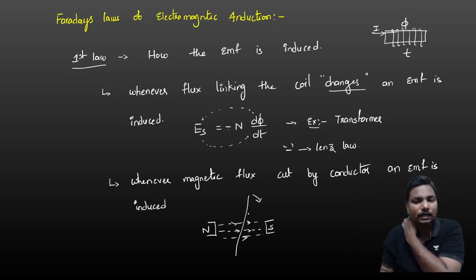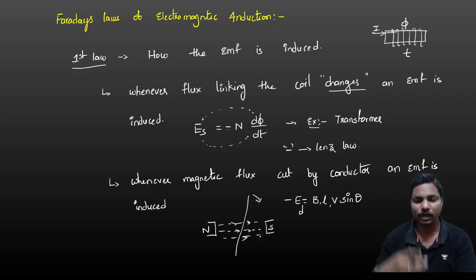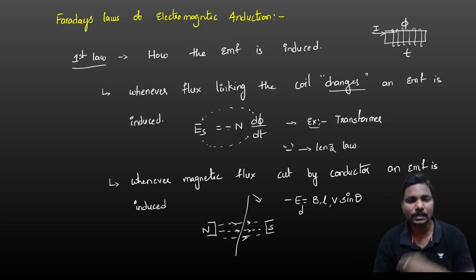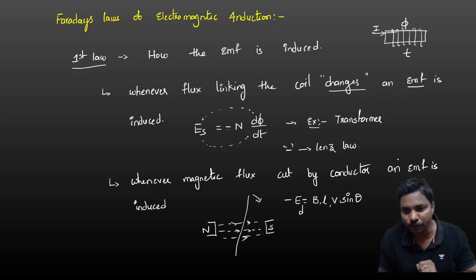Whenever this magnetic flux is cut by this conductor and EMF is induced, that EMF depends upon B, the magnetic flux density, L, the length of the conductor, and V, the relative velocity, with how much speed it is moving. BLV sin theta. This is nothing but dynamically induced EMF. Here dynamic means changing, moving particles are there.